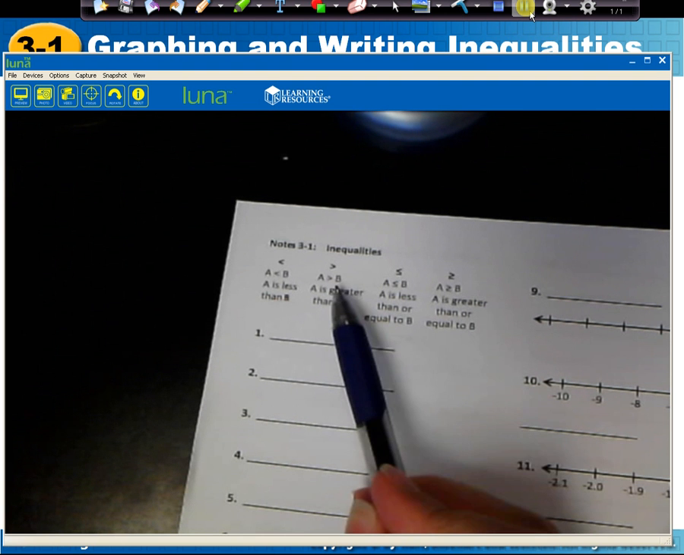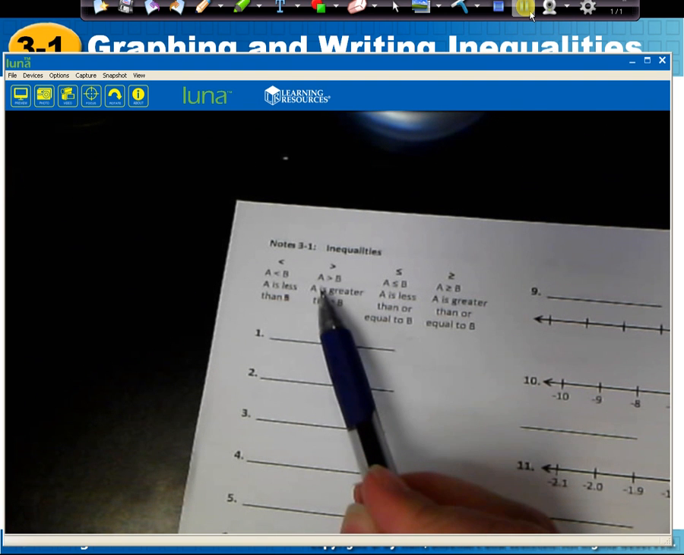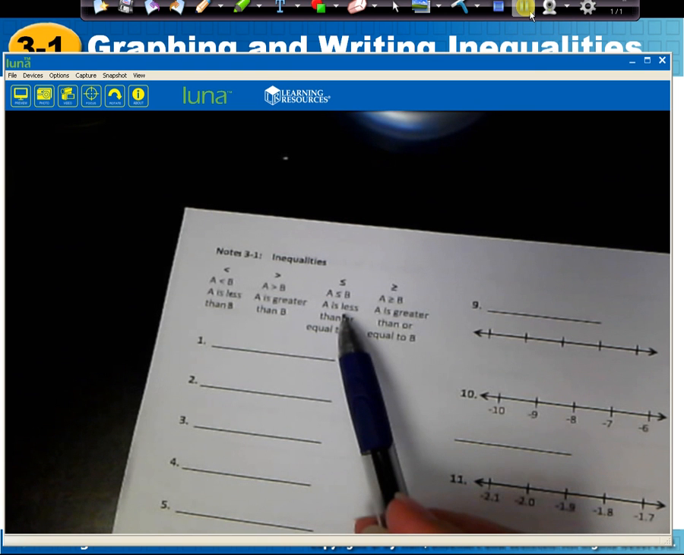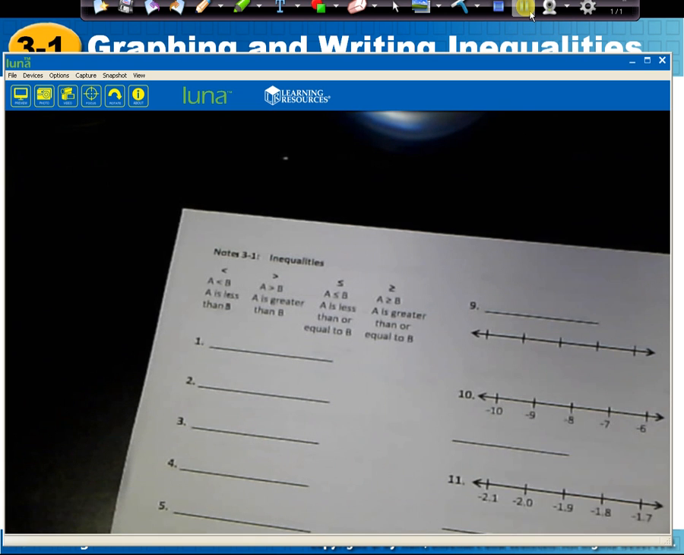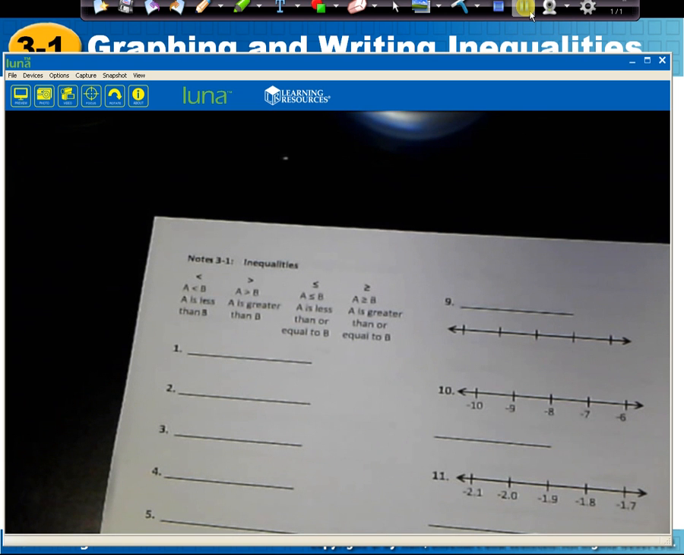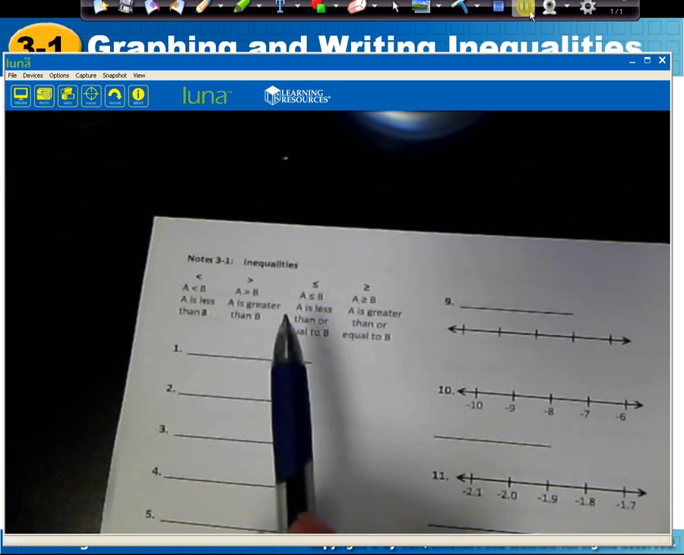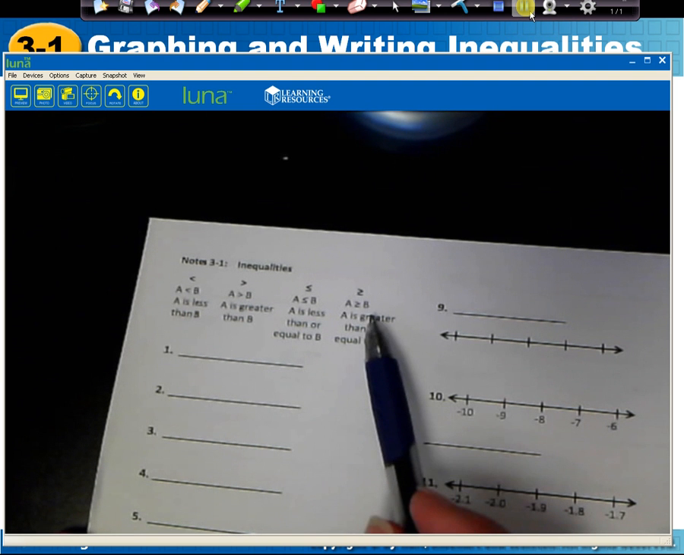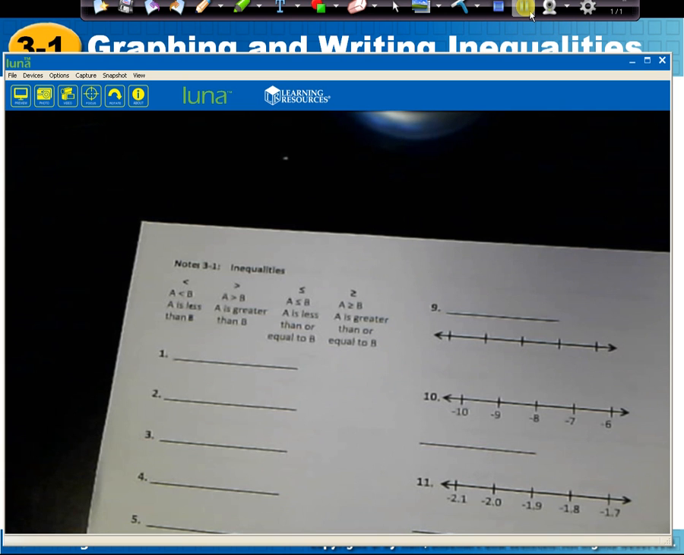The next one says the greater than symbol. A is greater than B. Less than or equal to, we have an extra mark underneath the less than sign, and that means that it is either less than or the same as the other number. And then we have greater than or equal to, again, with the extra mark underneath the greater than sign, and that's just showing us that it is greater than or the same as the other number.